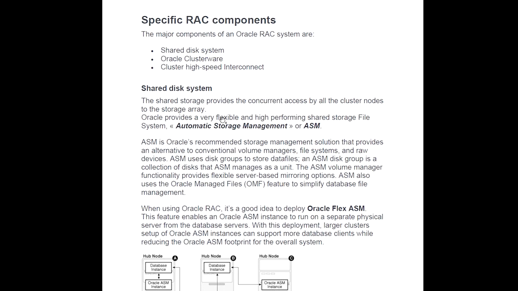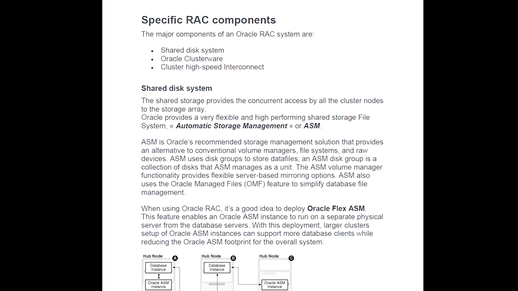Oracle provides a very flexible, high performance shared storage file system called ASM. ASM is Oracle's recommended storage management solution that provides an alternative to conventional volume management, file systems and raw devices. Previously we used raw devices or file systems for the management of data files, which was very inconvenient. So Oracle came up with a new storage file system called ASM.